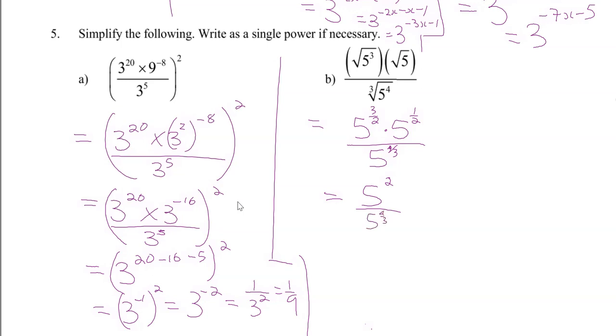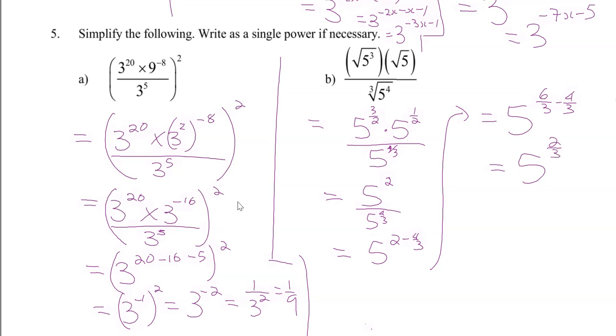So we've just added these exponents, multiplied powers with the same base. You add 3 halves plus 1 half, 4 halves, which is 2. Becomes 5 to the 2 minus 4/3. 2 is 6/3. Okay, so in order to add or subtract fractions, we need a common denominator. And we'll end up with 5 to the 2/3. Okay, so that's as a single power.